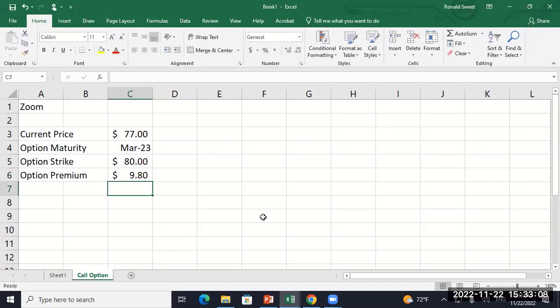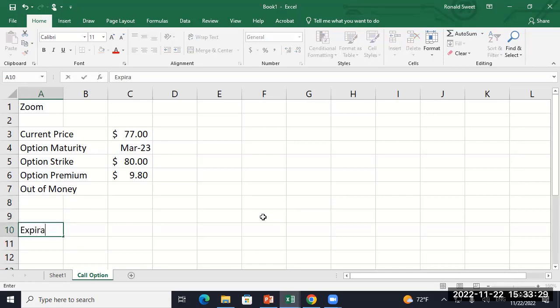Now think about it. You have the right to buy the stock for 80 bucks. It's currently trading for 77. So is it in the money or out of the money? So out of the money. So how much is the intrinsic value? 0. So what's the time value? $9.80. Real simple.